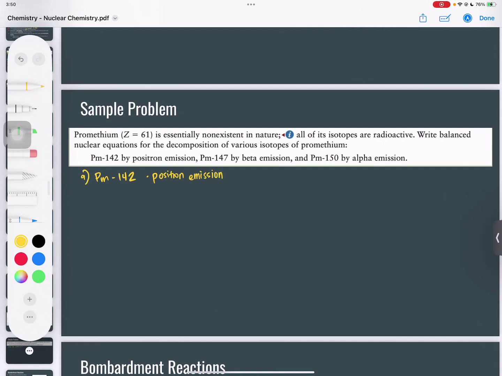Okay? So, start with PM emission. So, that is 142. Check in the periodic table what is the atomic number of promethium, or you could use the 61 already given.